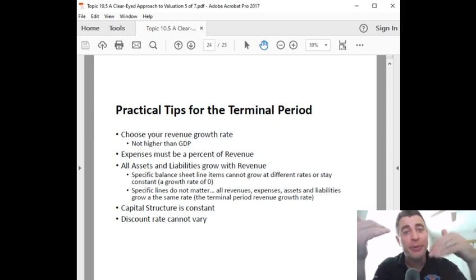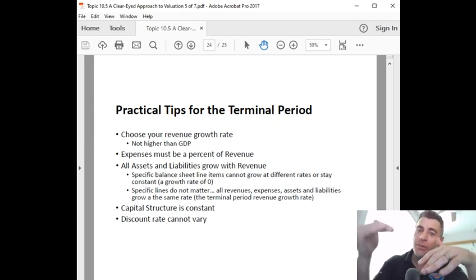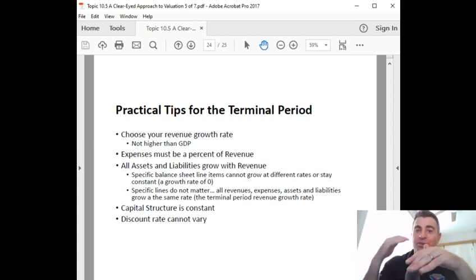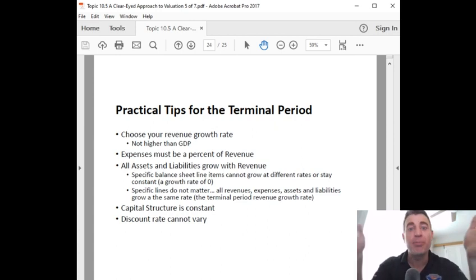In your initial or secondary period, you may want to go line by line and talk about efficiency, change, everything else. But when you hit the terminal period, you're just saying, look, everything grows at this rate. So I don't need to go through my cash, my accounts receivable, my inventory, my other assets. They're all going to grow at the same rate by design because we're using a perpetuity. Capital structure is constant, discount rate cannot vary. Some of the stuff I've already talked about. Hopefully you're good on all that.